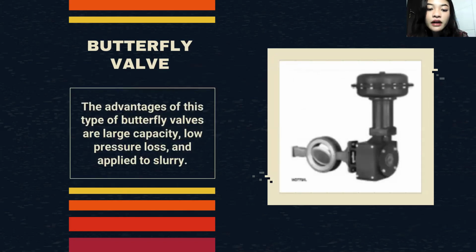The advantages of this type of butterfly valve are large capacity, low pressure loss, and it can be applied to slurry. But the losses or torque are large, affecting limited flow, on average 0 until 60%, and it requires special maintenance.